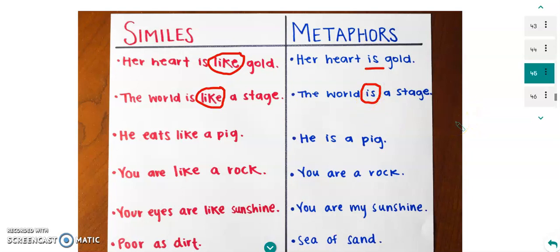Okay, so we have a few more here. He eats like a pig, he is a pig. You are like a rock, you are a rock. Your eyes are like sunshine, you are my sunshine. Poor as dirt and sea of sand. So hopefully these examples have given you a bit more of an idea of the ways in which you can use similes and metaphors to describe a variety of different things, but you can see that it really does elevate the language and paints a picture for the reader.